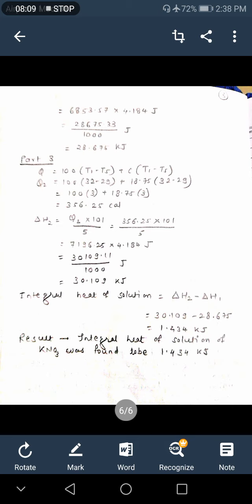So you can see that we determine the heat of solution for 5 gram of KNO3, and we determine the heat of solution for 7 gram of KNO3, and then we just take the difference of it, and whatever the answer is, it is called the integral heat of solution of KNO3.